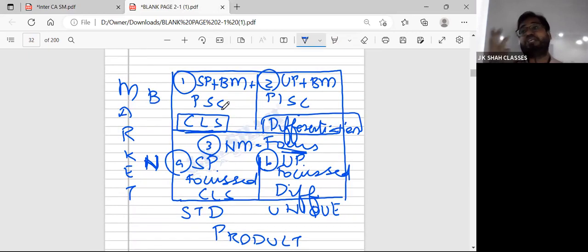Michael Porter gave 3 generic strategies. Can you tell me those 3 generic strategies? Cost leadership, differentiation, and okay.